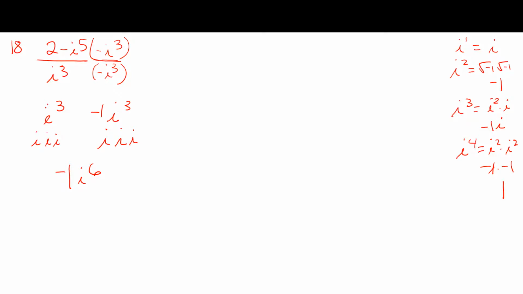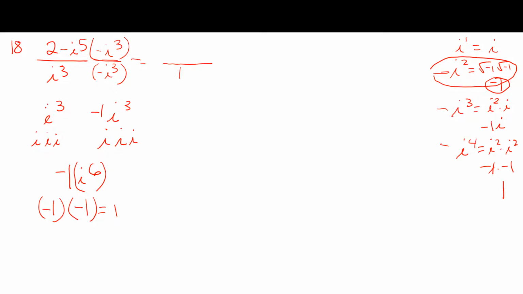All right, so I have i to the sixth. Once we have the first four, we can just start repeating again: 1, 2, 3, 4, then 1, 2, so i to the sixth is the same as i squared, and i squared is -1. So we're going to change i to the sixth to be -1. So I have -1 times -1, which is equal to +1. So i to the third times -i to the third equals +1. Now we've got our denominator taken care of.